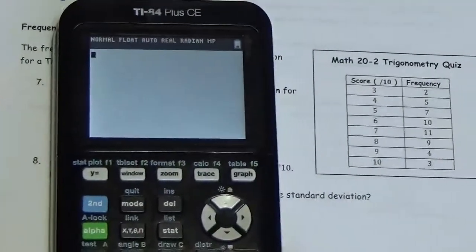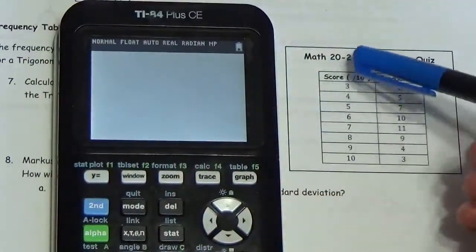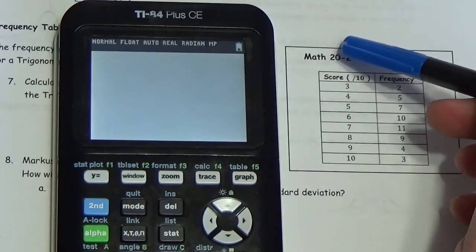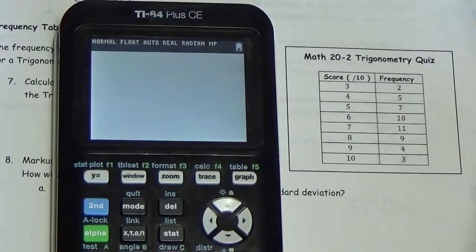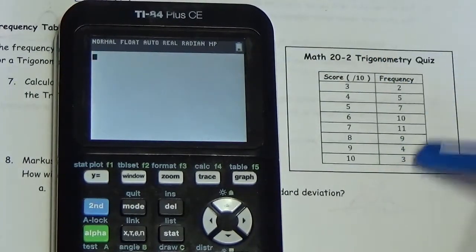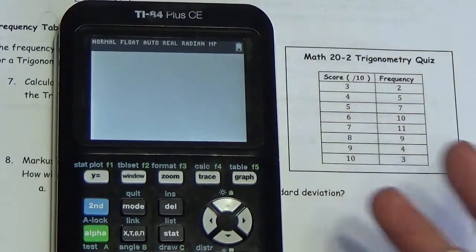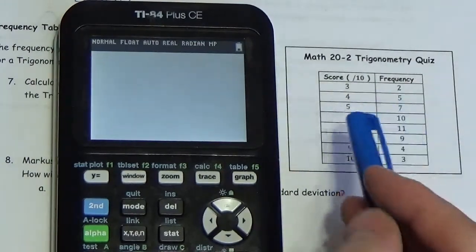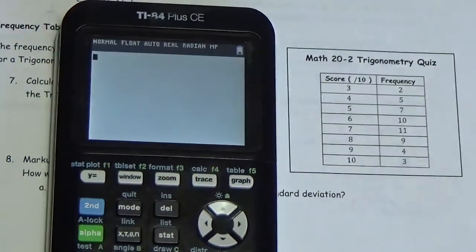Now, first thing we got to do is enter this in, and notice that this is now going to be a case where we've got the list 1 and the list 2. The data is just the score. Okay, this isn't giving us different data. This is just telling us how many times these scores were had by students here.